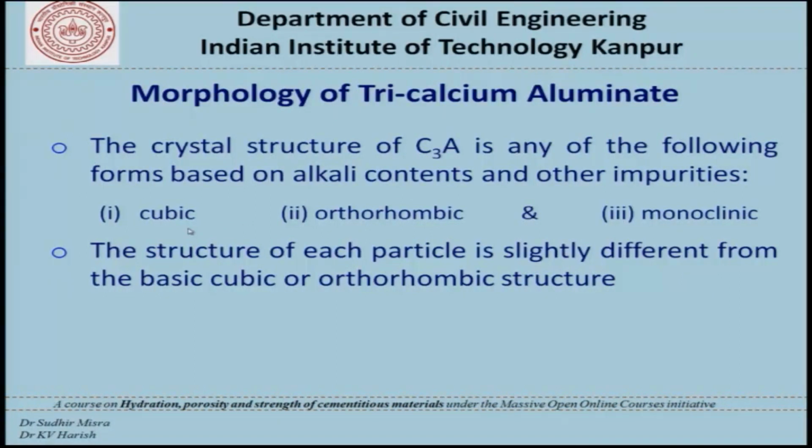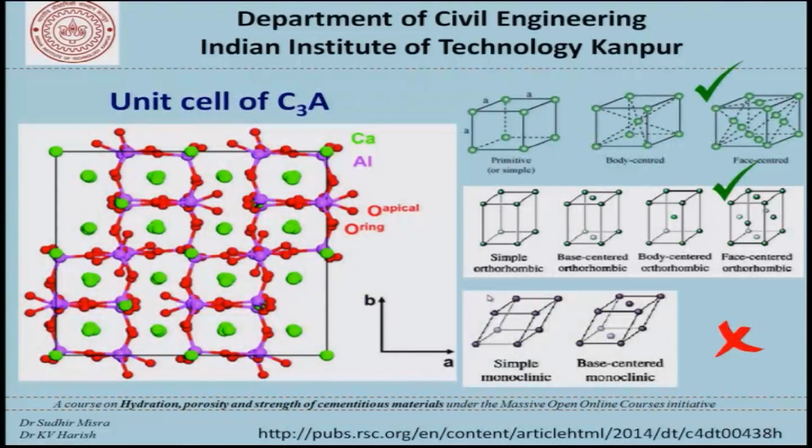Normally it could exist as cubic structure, orthorhombic structure or monoclinic structure, but in our case it will primarily exist as cubic or orthorhombic. The structure of each particle is slightly different from the basic cubic or orthorhombic, primarily because of impurities. So, the figure shows a unit cell of C3A, and at the right you see different cell arrangements.